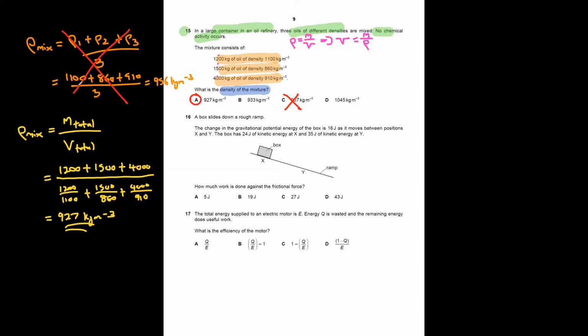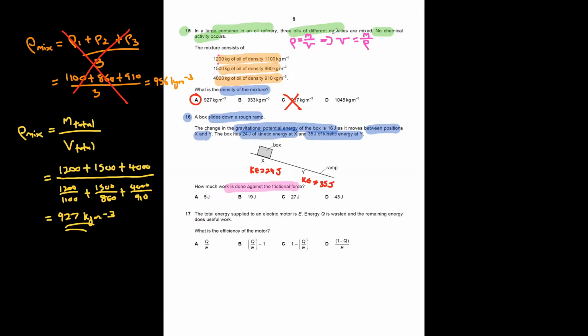Then you move on to question 16. Now for question 16, they mentioned this for you. You have a box that slides down a rough ramp. The change in gravitational potential energy of the box is 16 joules as it moves between positions X and Y. The box has 24 joules of kinetic energy at X and 35 joules of kinetic energy at Y. So in your case, you have KE of 24 joules here, and you have KE of 35 joules here. Okay, so how much work is actually done against frictional force?